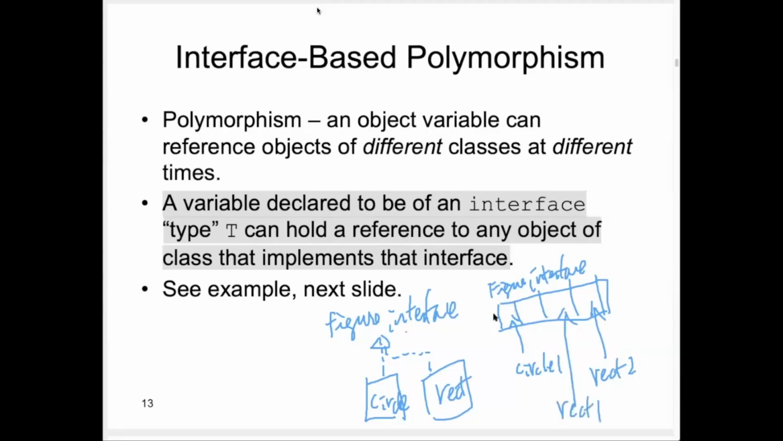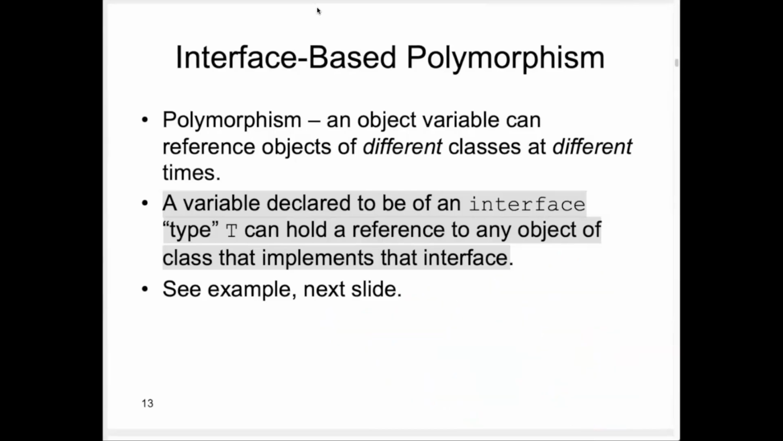So this means that at runtime, you can have an array of interfaces. This array of interfaces of type figure interface can hold a circle instance, a rectangle instance, or any instances of type circle or rect, because both circle and rectangle implement the figure interface. This is how it works with interface-based polymorphism. So let's look at specific examples in the next slides.